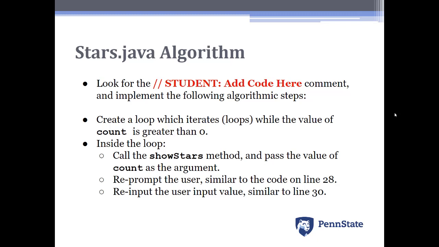Once you've done this, you reprompt the user using the same prompt as you see in the code, similar to the one on line 28. Then you re-input the user input value, again similar to line 30. At this point, you're at the bottom of the loop, and the loop will ultimately repeat until the user enters 0. Go ahead and implement this algorithm. You can pause this video if you need to keep this slide available, but when you're done, submit your stars.java into the Dropbox on Canvas, the activity: stars Dropbox in the Lesson 7 module.